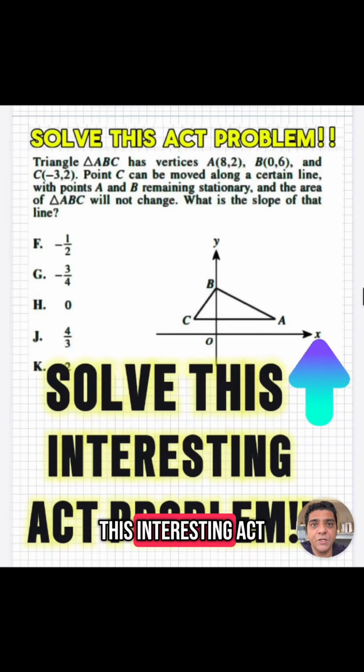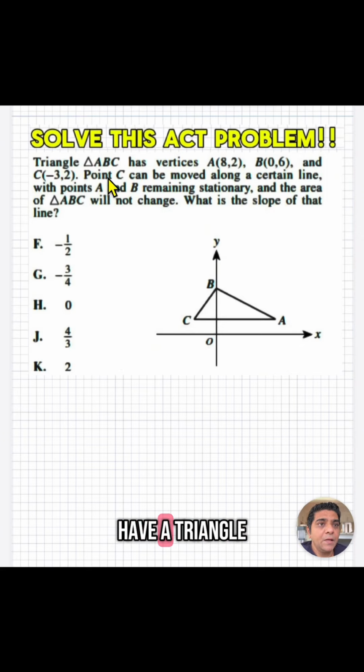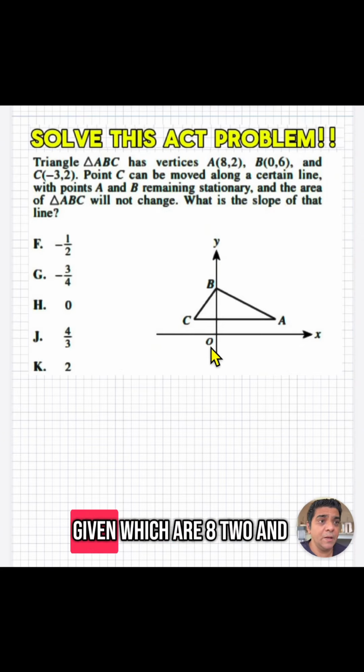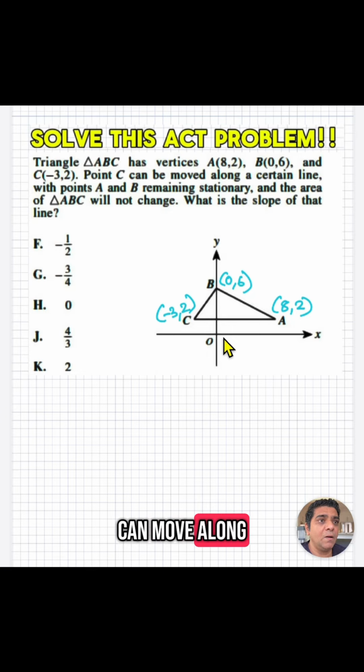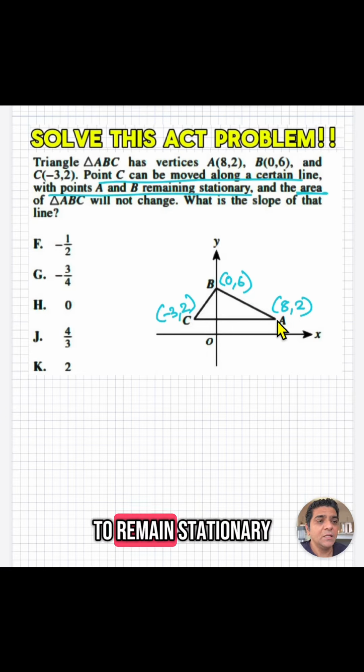Let's look at this interesting ACT problem. So we have a triangle whose vertices are given, which are (8, 2), (0, 6), and (-3, 2). And what they said is that the point C can move along a certain line, where these have to remain stationary.